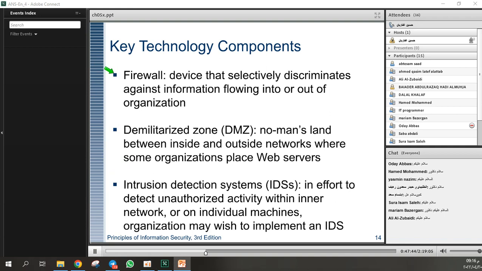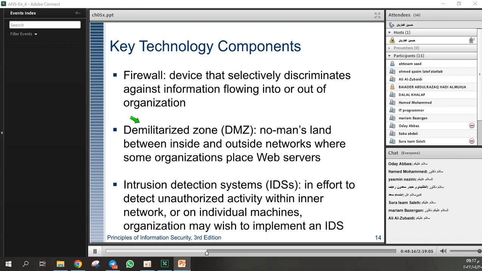Which technology can I use? There are several technologies in security we can use. One of them is the firewall. A firewall is a tool that selects which information can pass the border and go into the organization and which cannot. We will talk about firewalls in the future.